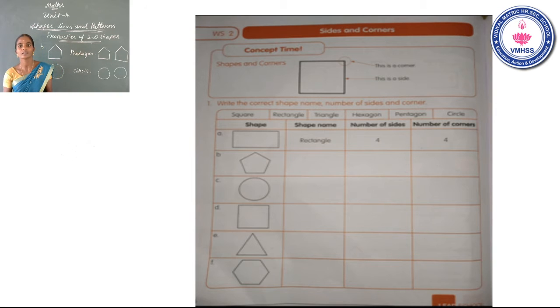Next, worksheet number 2. Children, listen. Write the correct shape name, number of sides and corners. First shape: we write the shape name, then number of sides, then number of corners. The first one, rectangle. Rectangle has 4 sides and 4 corners. Next shape, pentagon. Listen here. Look at the board.